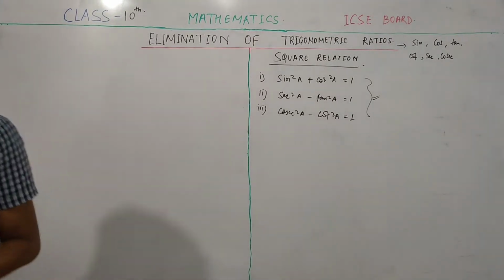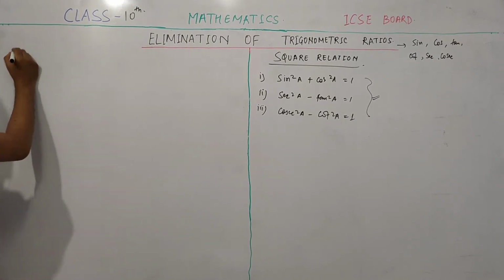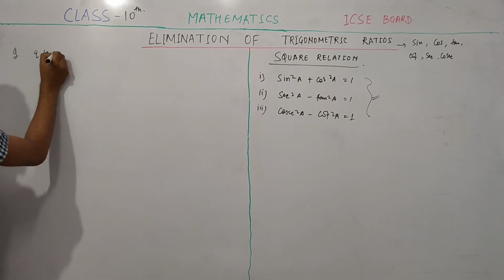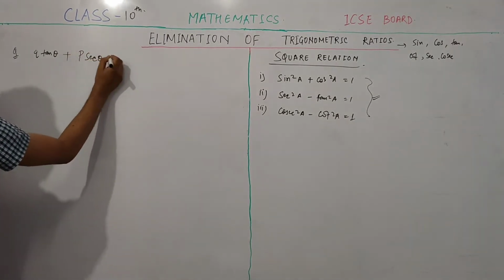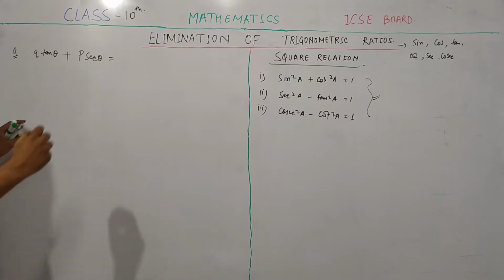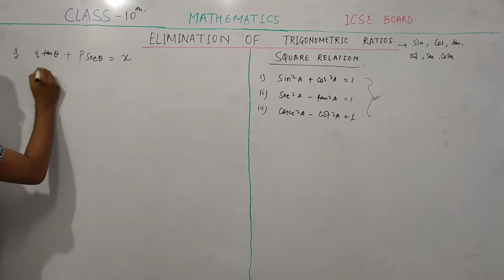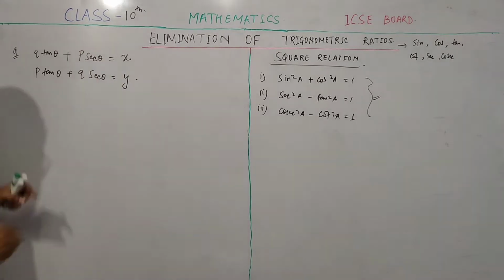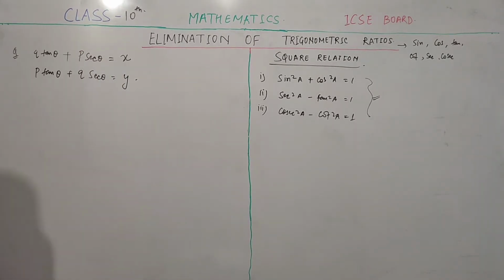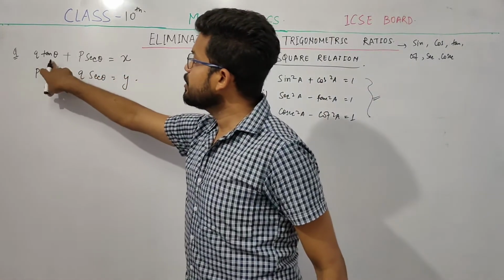Now come to question number 2, and question number 2 is: eliminate theta between the following equations. q tan theta plus p sec theta is equal to x, and p tan theta plus q sec theta is equal to y. We have to eliminate theta. In the question it is said, eliminate theta between the following equations. Here nothing is given to prove, it simply says eliminate theta.